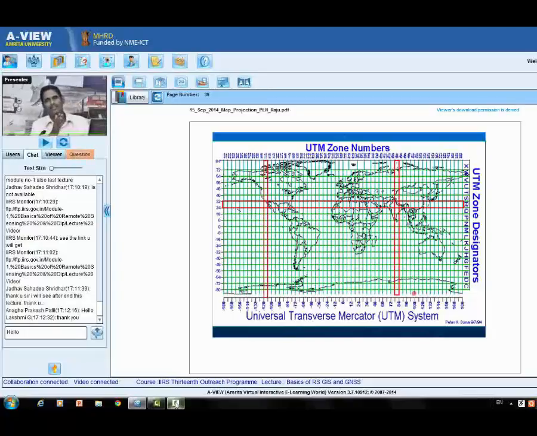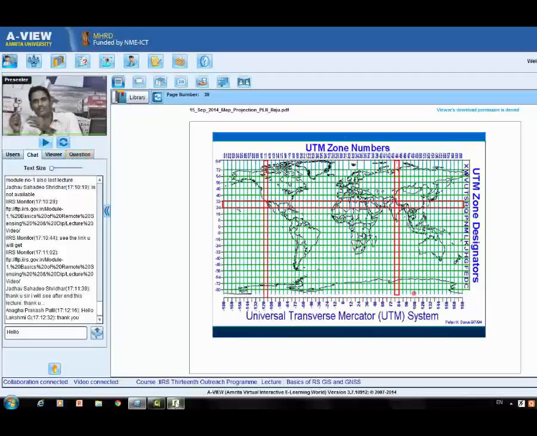First, 180 degrees divided by 6 degrees per zone becomes 30. So from minus 180 to 0 at Greenwich, there are 30 zones. From there to here, suppose I say 72 to 80, you take 72 divided by 6, which is 12, since each zone is 6 degrees. So 30 plus 12 is 42. It is 72 onwards, so the next zone will be 43.